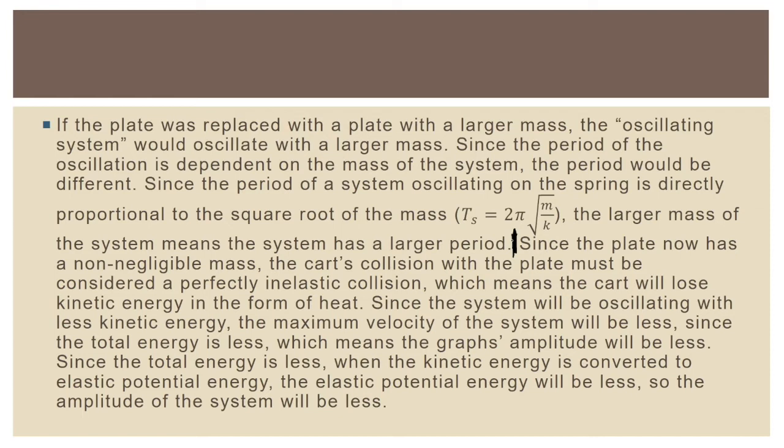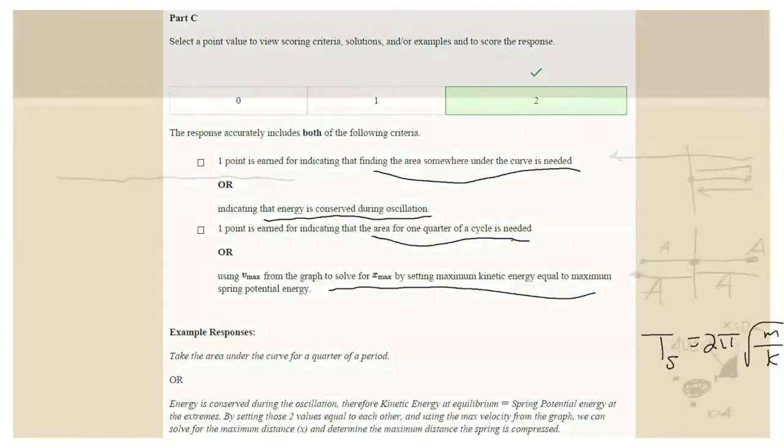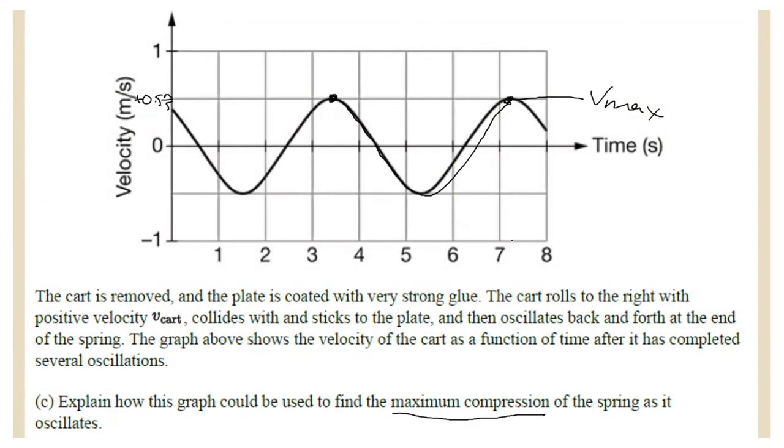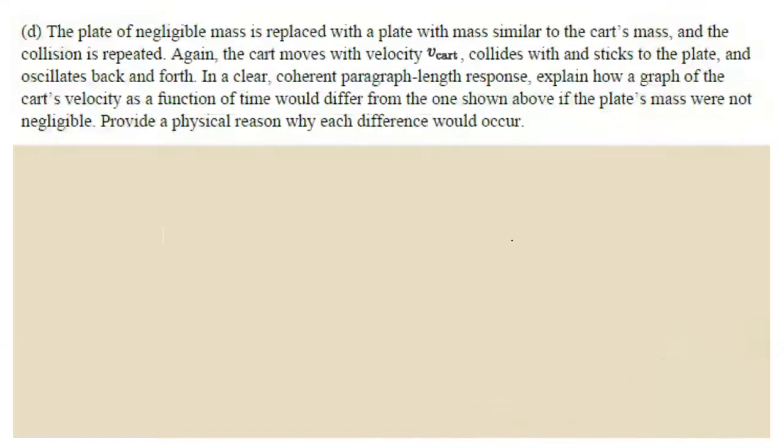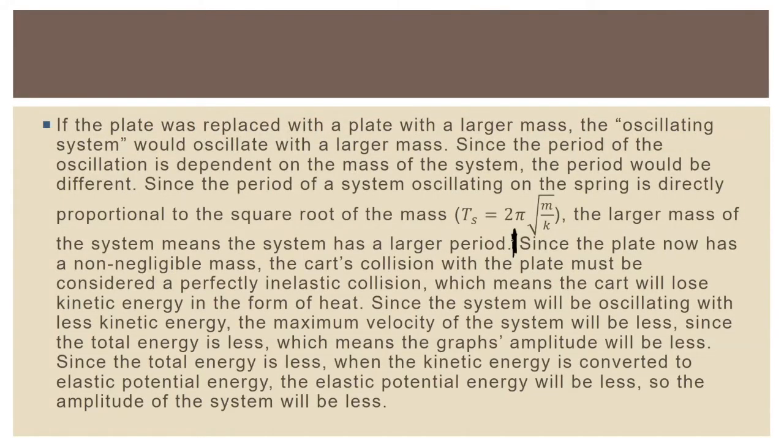And because it's a perfectly inelastic collision, there's energy lost. And so in this particular situation, now that the cart is moving along with, I think as they say in the problem, V cart, and then crashes into the plate, there's automatically going to be less energy in the system. That means the maximum velocity of the system is going to be less. And so the graph's amplitude here, which shows the maximum velocity, which, as I mentioned in this graph, is 0.5 meters per second, that's going to be a smaller number. And so there's how you get there from your energy analysis.